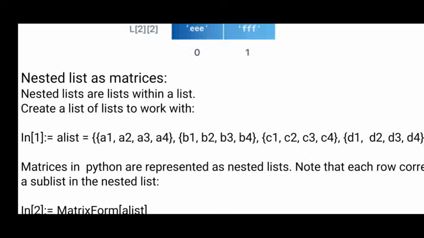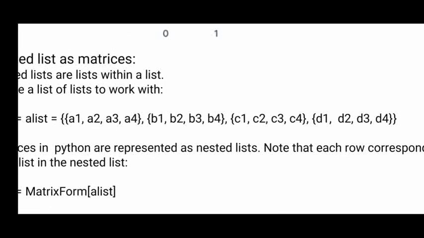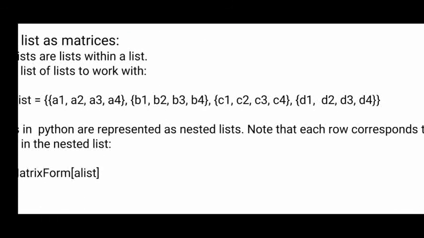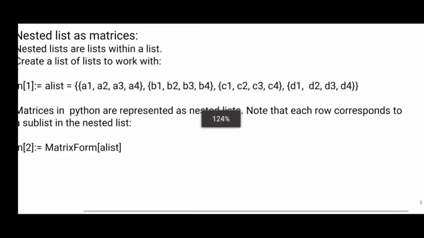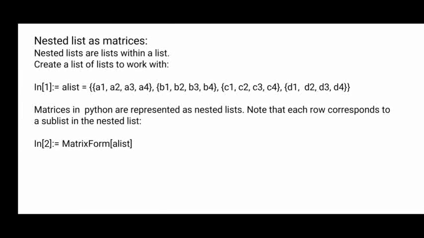A1, A2, B1, B2, C3, C4, D1, D2, D3, D4. Four lists are there, inside the main list. These are the sub lists. Actually, these are all nested lists, because these are all enclosed in another bracket, right?